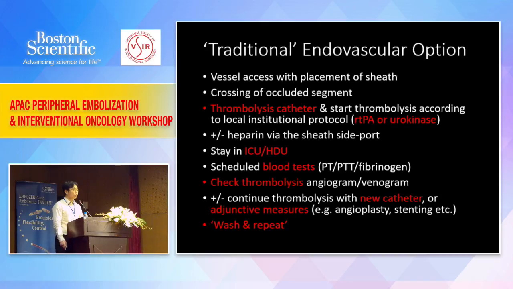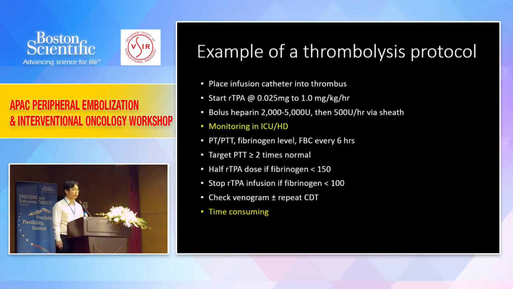You need to have a check thrombolysis, because after partial or full thrombolysis, you need to bring the patient down and see the results of your work. Then you decide whether you want to continue thrombolysis, which means that you need to open a new catheter, or you need to undergo some more adjunctive measures like angioplasty or stenting, and then wash and repeat. It means that depending on what you see, you repeat the entire procedure again. The patient goes back to ICU and so forth.